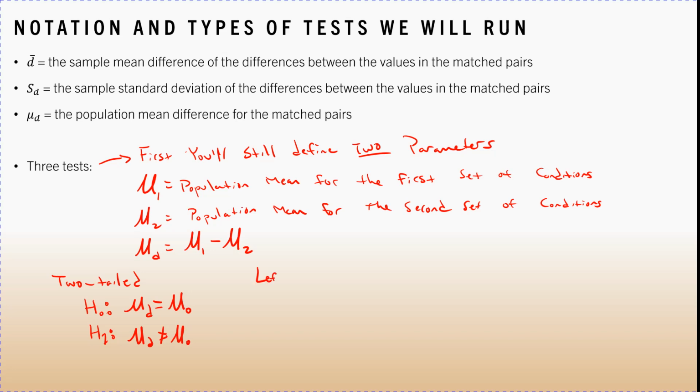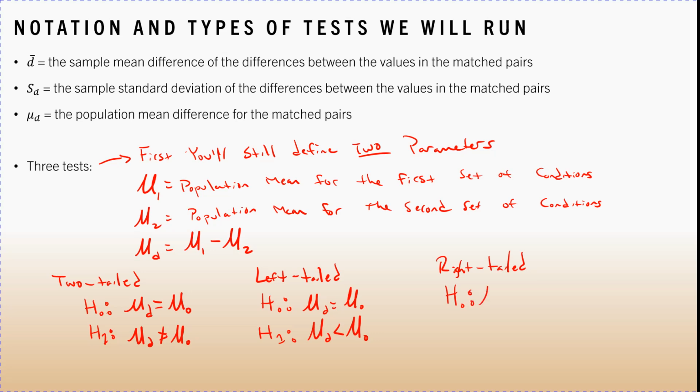Then we could have a left-tailed test. Mu sub d is equal to some value, oftentimes again 0. And the alternative here is that no way, that difference is less than that number. And then we could have the right-tailed test. Mu sub d is equal to some number, and mu sub 1, the alternative, is that mu sub d is greater than that number.